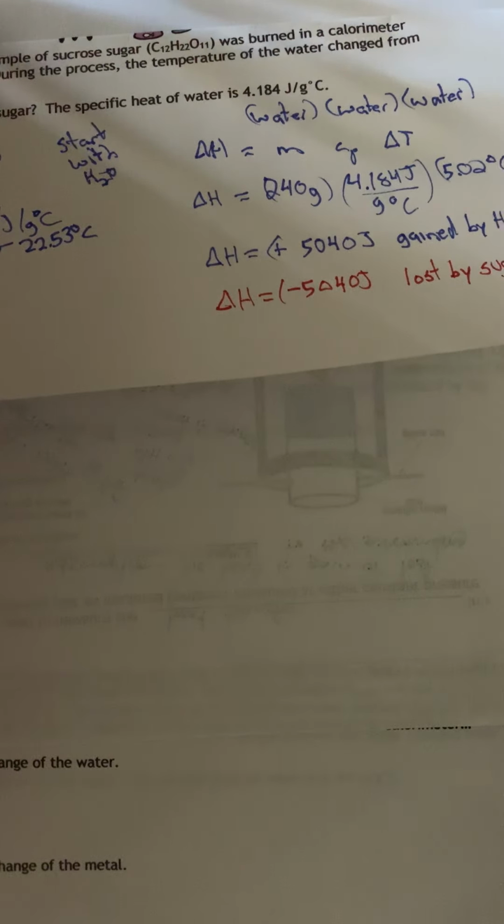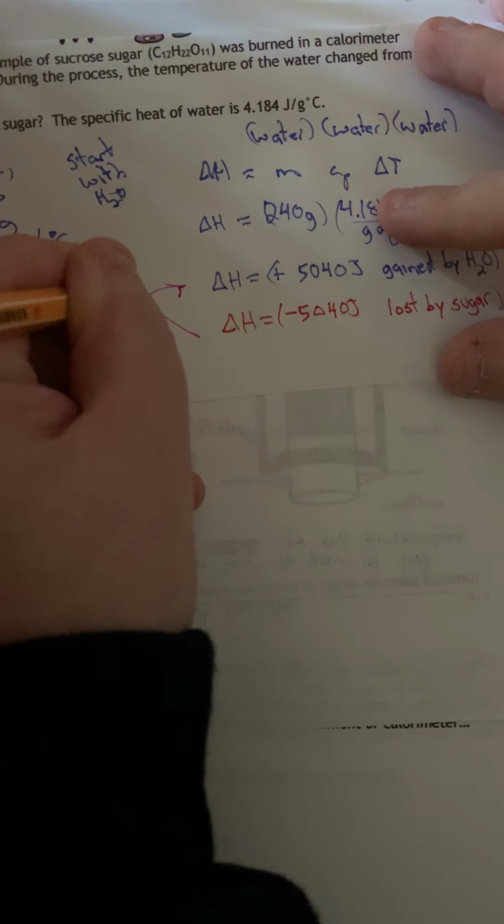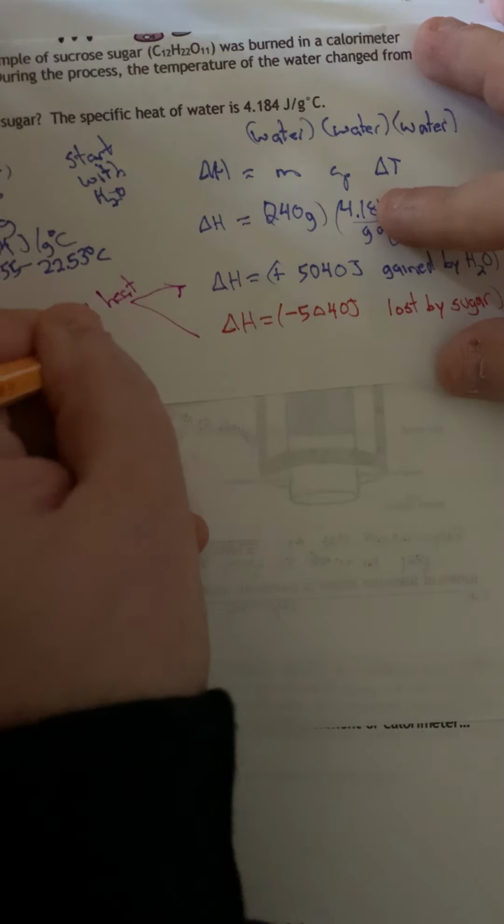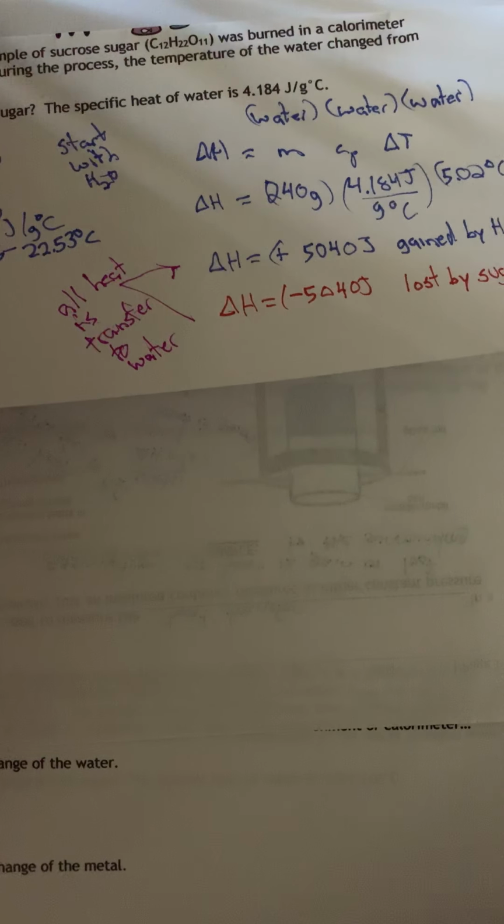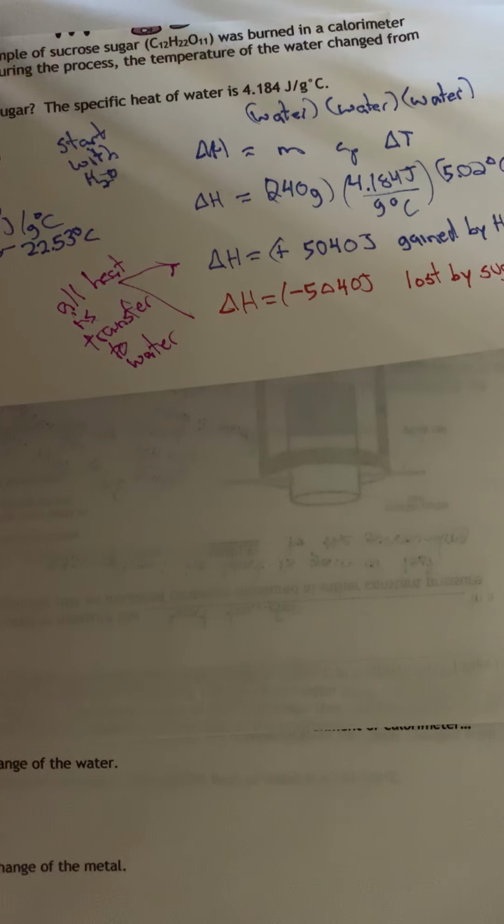Because we're assuming all heat is transferred to the water. So that's why those values are the same, except one is positive because one is gaining the heat. That's endo. One is losing heat. That's exo.